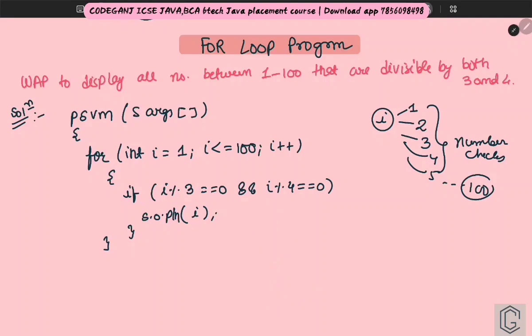Suppose you want to print in the same single line, then how will you write? You will write System.out.print(i) and then a space, so that there are spaces between the numbers, right? You need a space, or else all the numbers will run together. So this is how you can print, and this is how you can utilize something called a for loop.